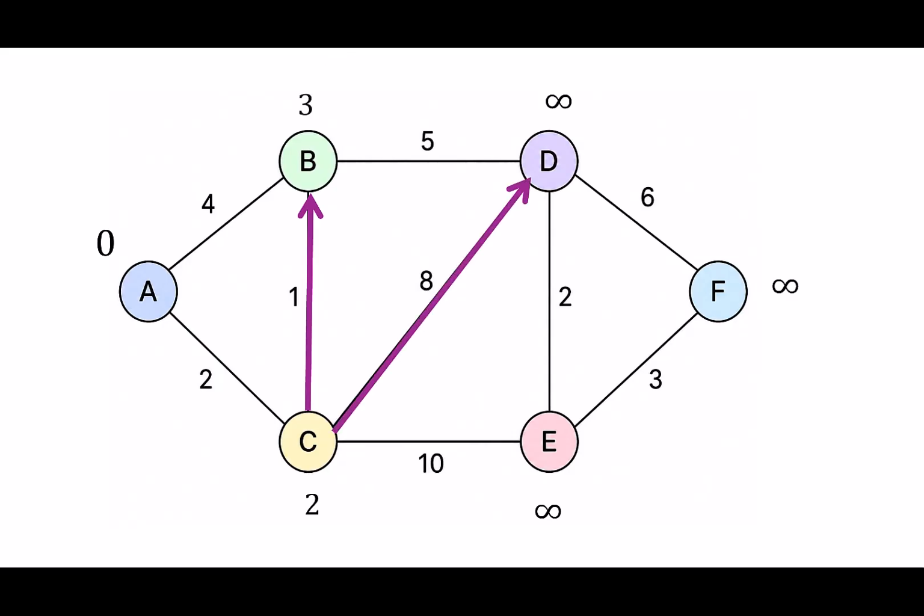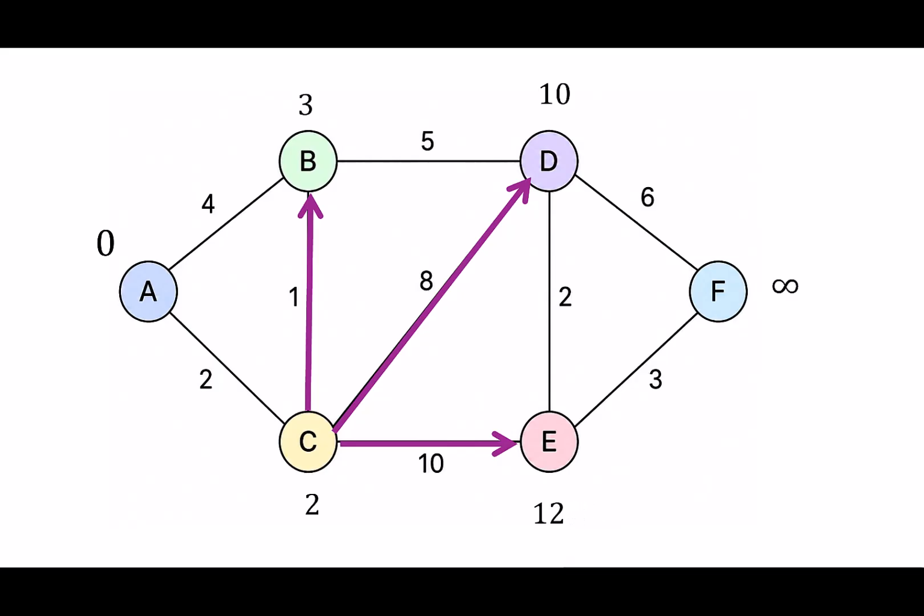Now we can look from C to D. C to D is 8, but we're adding the 2, so 2 plus 8 gives us 10. Now that we have a numeric value for a path from A to D, we'll get rid of the infinity and keep the 10. Let's do the same thing from C to E. From C to E, we have a weight of 10. 2 plus 10 gives us 12. We'll get rid of the infinity and put in our 12.